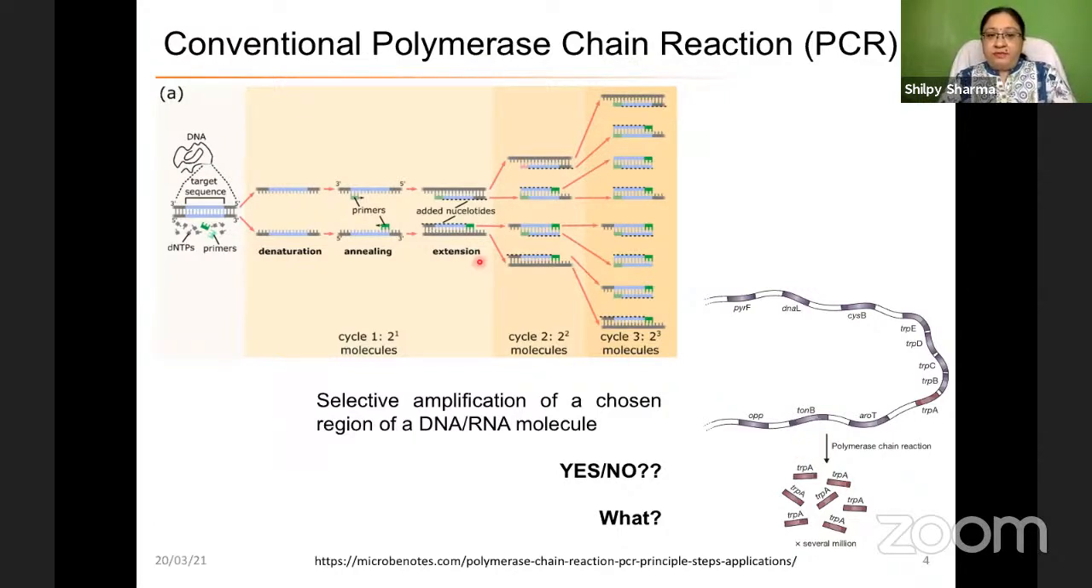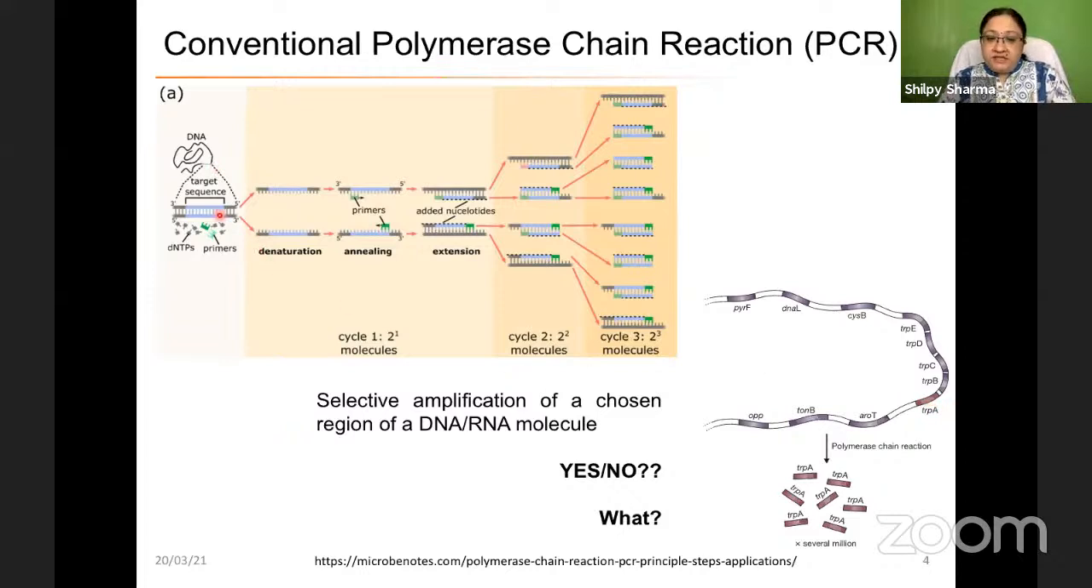So how do you do a PCR? We'll just go through that. This is a conventional PCR, and basically it deals with the selective amplification of a chosen region of a DNA. So say for example, this is your DNA region, and the region which has been highlighted here in blue is the TRPA gene, which we just talked about.